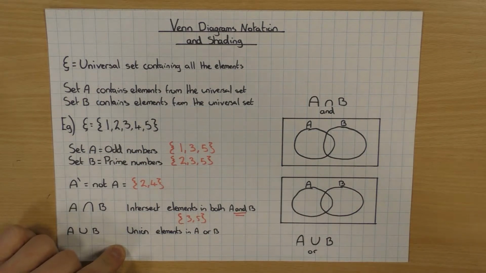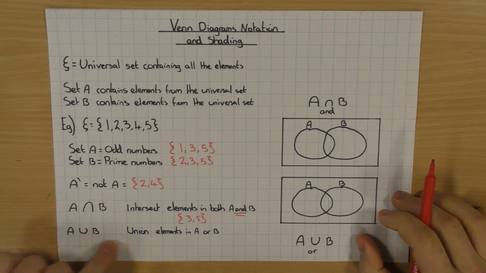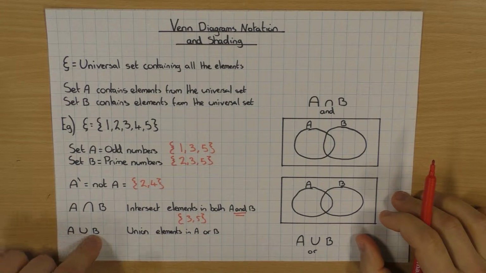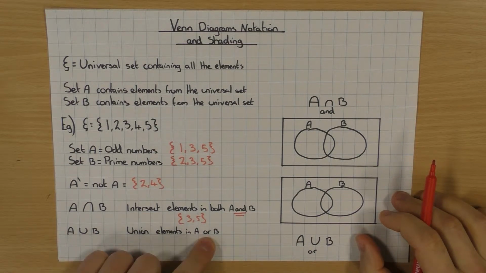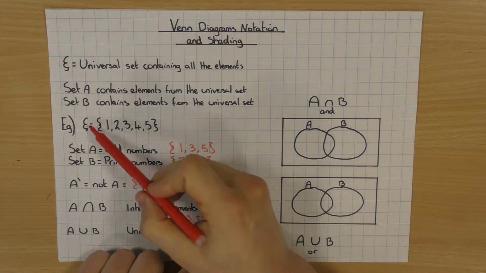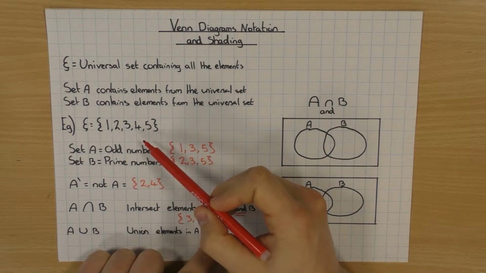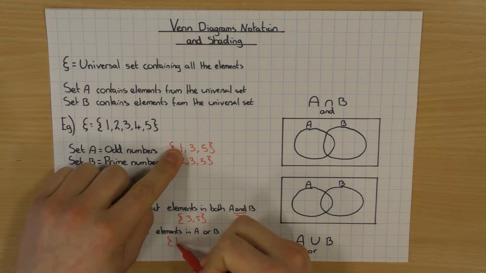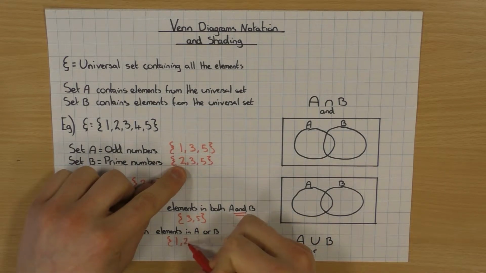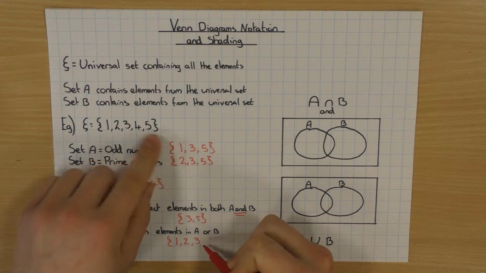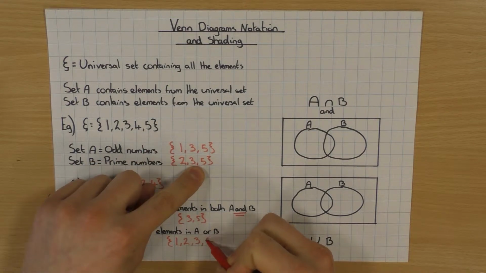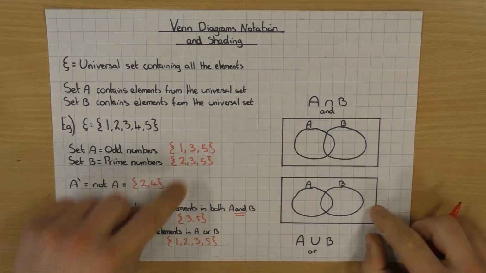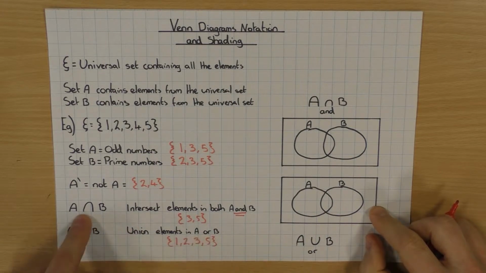Okay. And this one here is called the union, which is quite easy to remember because it looks like a U, so union. A union B is the elements in A or B. So from the universal set, which elements are in A or B? Well, we've got a 1, we've got a 2, I'm going to do them in order, 3, we don't have 4, but we do have 5. Okay, so union is or, intersect is and.